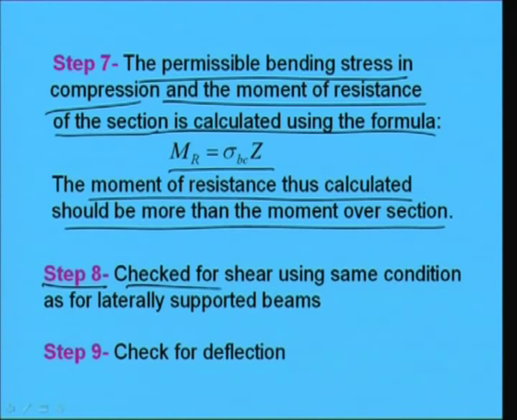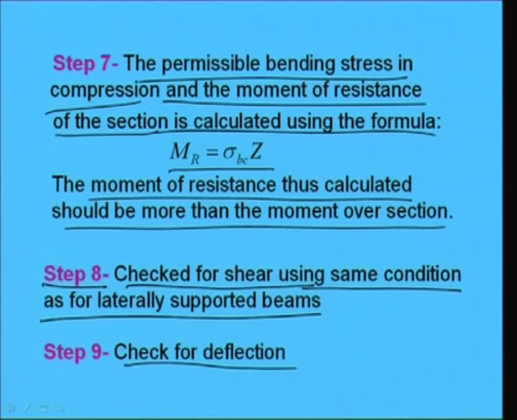So, check for shear using the same condition as for laterally supported beams, and check for deflection, which is the same case. Deflection has to be less than span by 325 as per the code provision. For a particular end condition and loading condition, we can find the deflection coming, and from the code provision the maximum allowable deflection, span by 325. If the developed deflection is less than the allowable deflection, then the selected section is okay, otherwise we have to change the selected section.